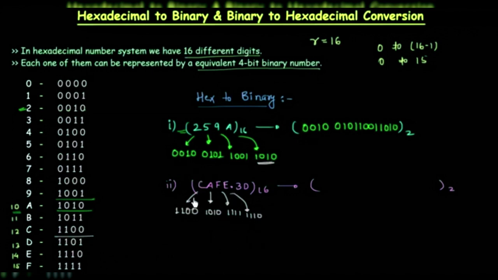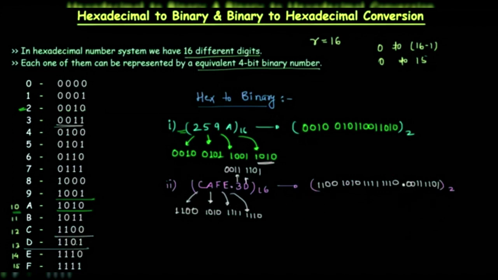So this is all for the integer part. Now we will move to fractional part. 3 is represented by 0011. D is represented by 1101. So the binary number is 1100, 1010, 1111, 1110, then we have point, this is binary point, and after this binary point we have 0011, 1101. So this is the binary equivalent for this hexadecimal number.